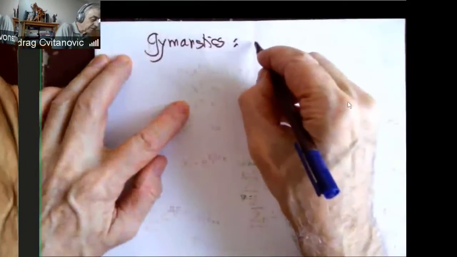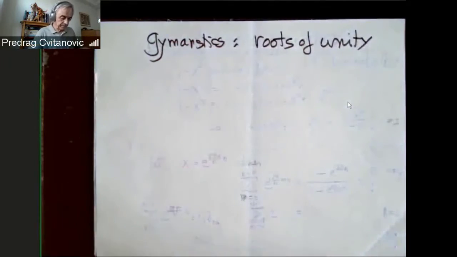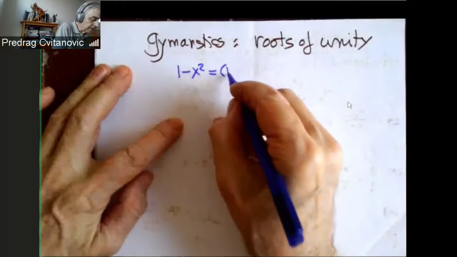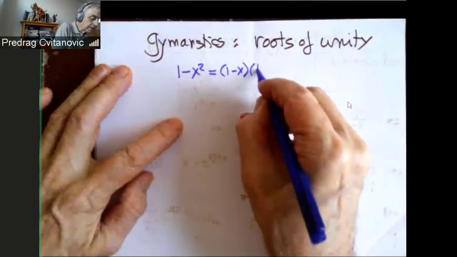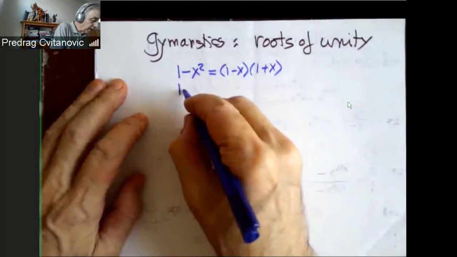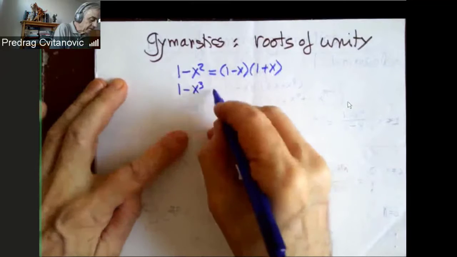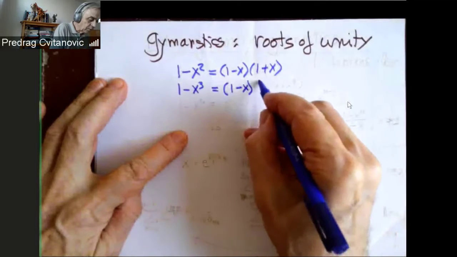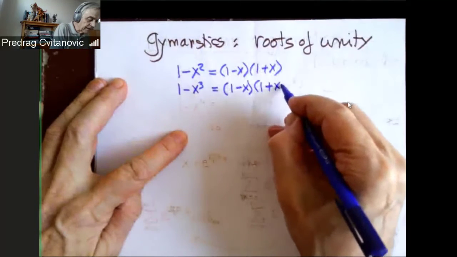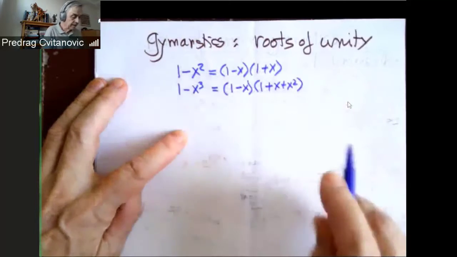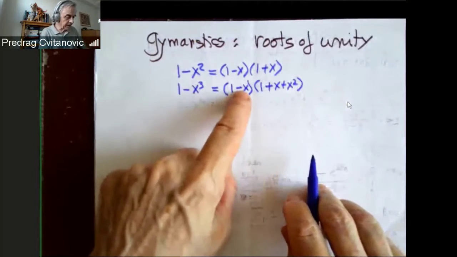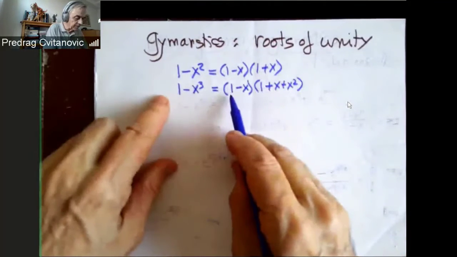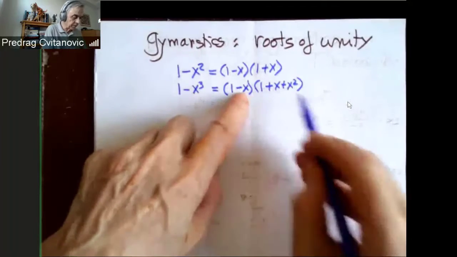So the first step will be roots of unity. You know that 1 minus x squared can be written as 1 minus x times 1 plus x. What about 1 minus x cubed? Well, you can write it as 1 minus x times 1 plus x plus x squared. When you multiply this by minus x, it causes cancellations of intermediate terms, and the only terms that survive are this one and the last product.